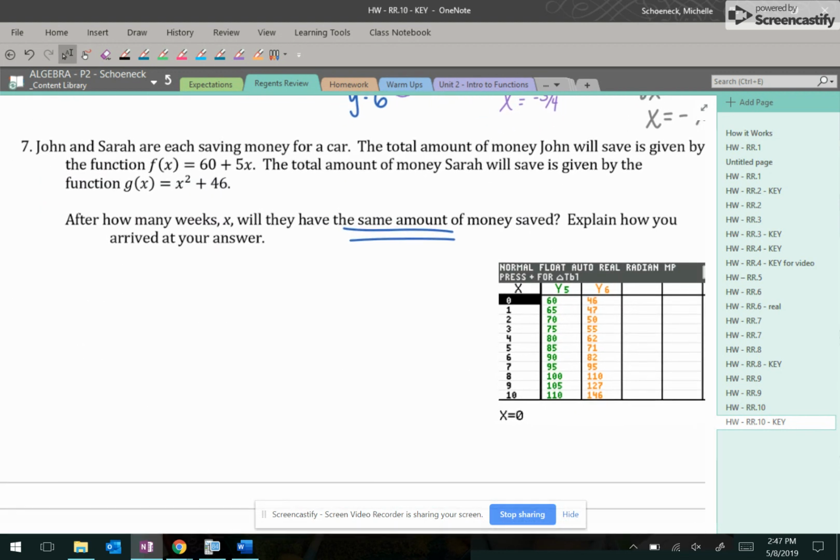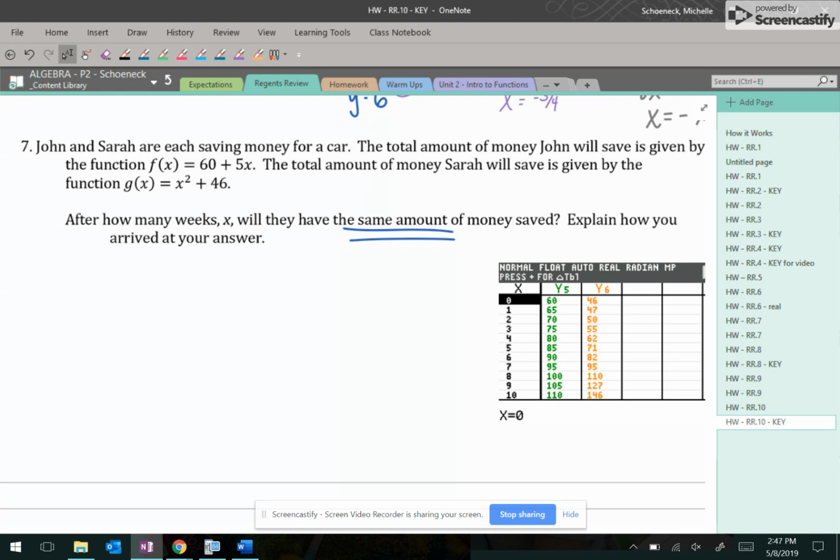Number 7, John and Sarah are saving money for a car. John's got f of x as his function, and Sarah has g of x as her function. The question is, after how many weeks x will they have the same amount of money saved? Explain how you arrived at your answer.